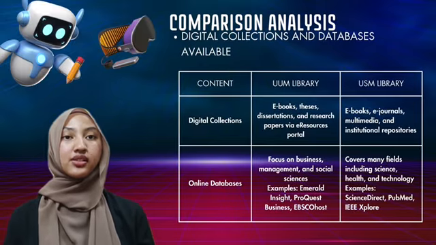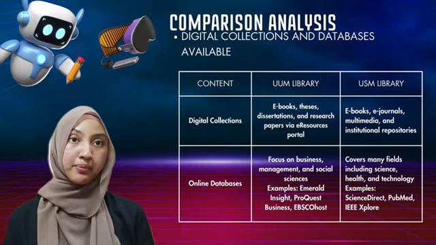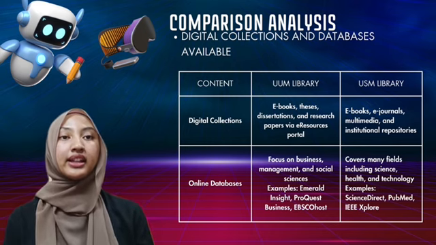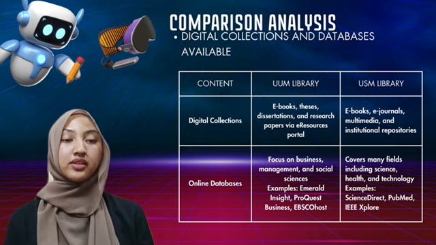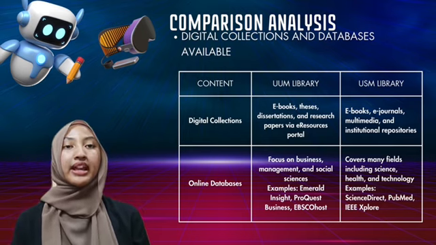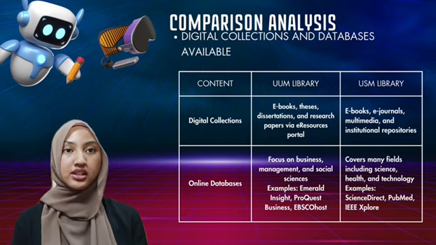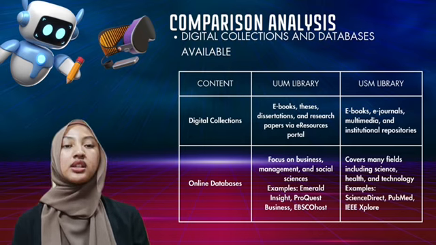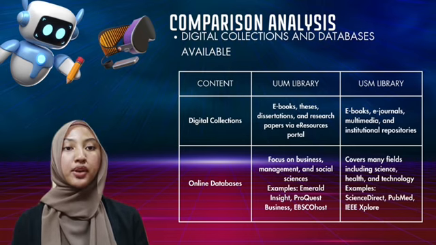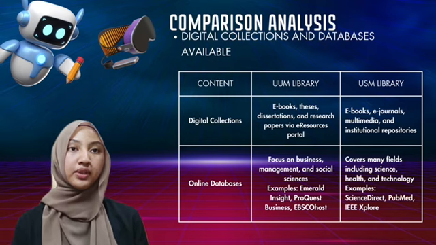Comparison of digital resources available at UUM Library and USM Library with a focus on digital collection and online database. Digital collection. Let's begin with UUM. UUM Library provides access to digital resources such as e-books, thesis, dissertation, and research paper. This content mainly supports business, management, and social science, reflecting UUM's academic focus.